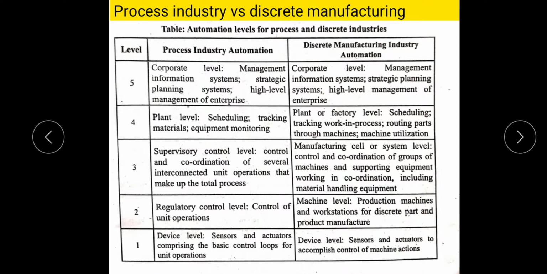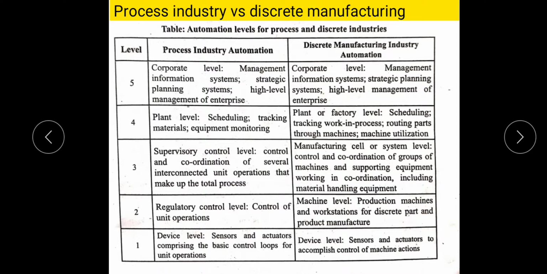Coming to level 2 in the process industry automation, the regulatory control level, which is the control of unit operations. Coming to the discrete manufacturing automation, the machine level. Level 2 is a machine level. Here the production machines are workstations for the discrete parts and product manufacturing.